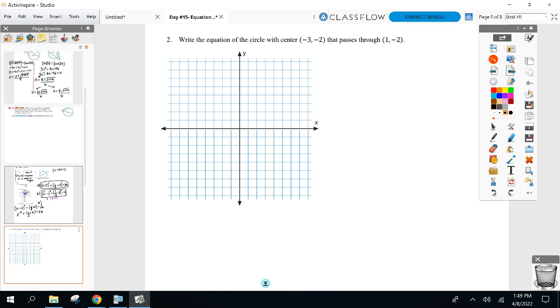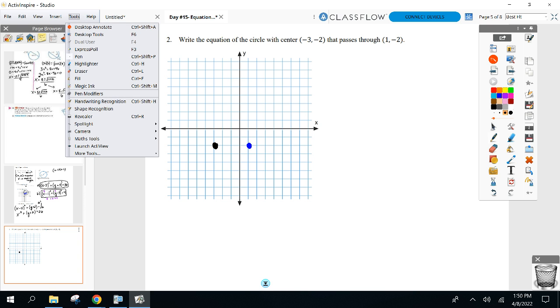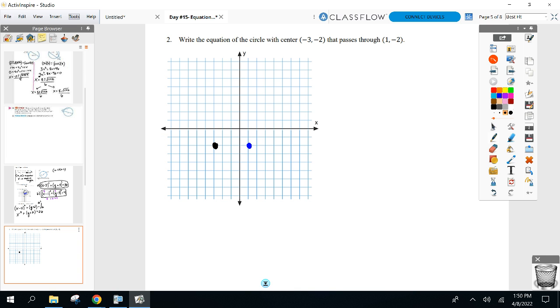A little bit different question. I'm just not going to come out and give you the center and radius. I give you the center, but not the radius. You got to find it. Write the equation of this circle. Center -3, -2, and it goes through 1, -2. Very, very poor choice of problem selection on my part, by the way. Not your fault. 100% my fault. I should have definitely picked a tougher problem here. Way too easy on this one for you.